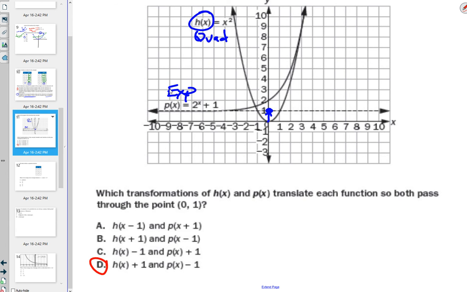On the exponential, right now, it's not touching 1 at all. But if you look right above this, it is crossing the y-axis at 2. So if I could get the entire function to drop 1, including the asymptote, well, then it would pass through 1. And that's what this is saying also. The minus 1 on the outside means it would go down 1. So it would be D. Parabola up 1, exponential down 1.